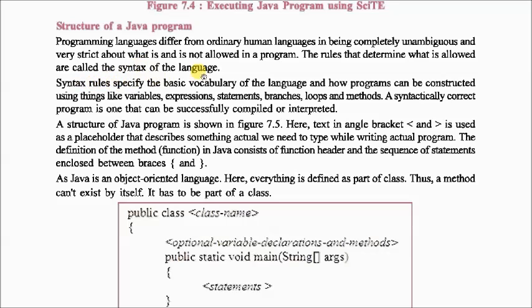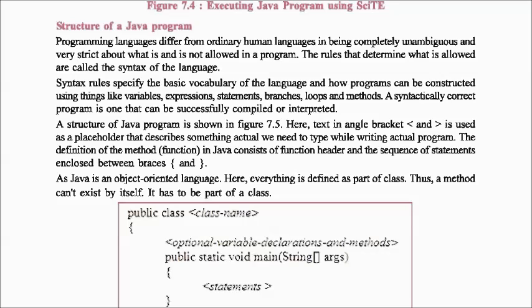Syntax rules specify the basic vocabulary of the language and how a program can be constructed using things like variables, expressions, statements, branches, loops and methods. A syntactically correct program is one that can be successfully compiled or interpreted. The structure of a Java program is shown in figure 7.5.